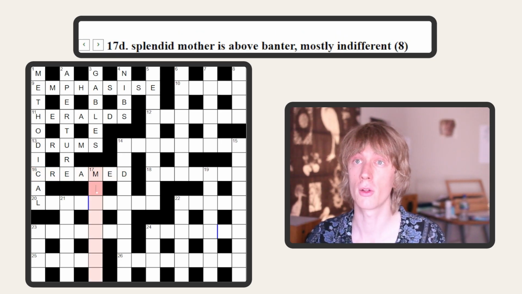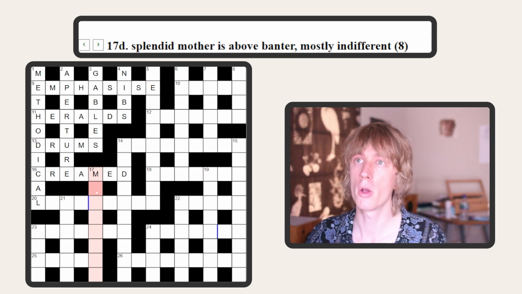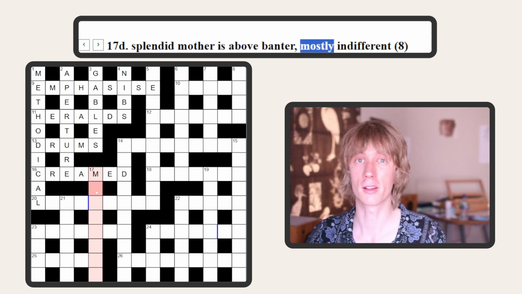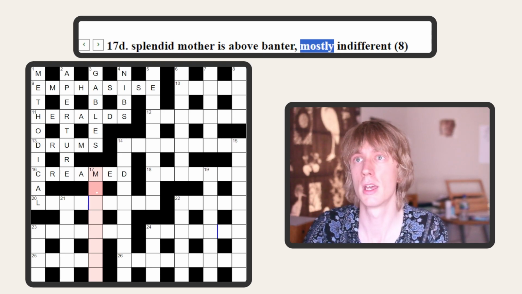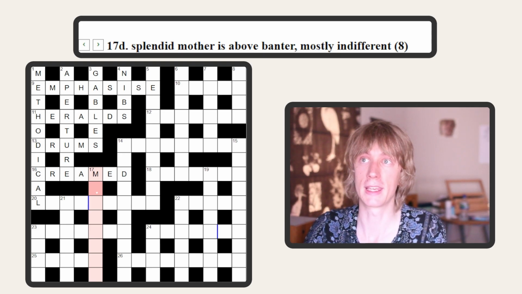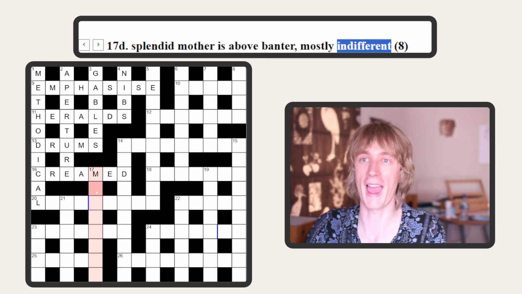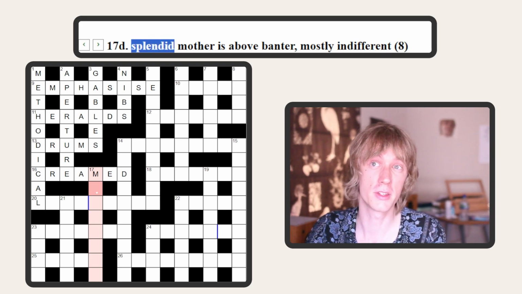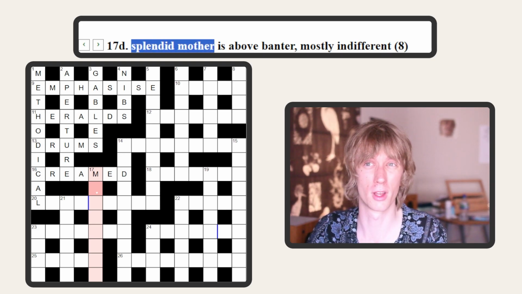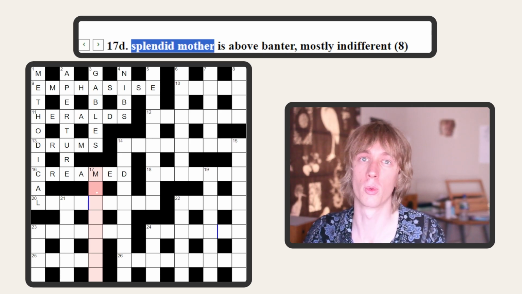Okay, 17 down. Splendid mother is above banter, mostly indifferent. Okay, well, mostly again is an indicator that might be telling us to take most of a word, right? So mostly indifferent, most of indifferent is going to give us the kind of end of this clue, which points us towards splendid or splendid mother as our literal. And splendid mother, I mean, there's not really a direct word that means that.